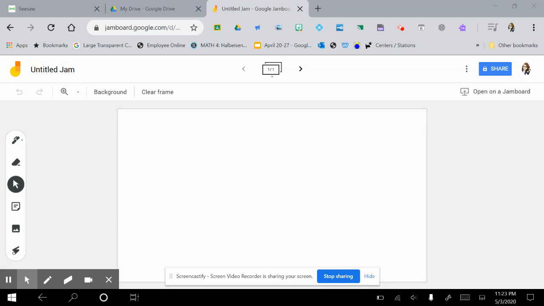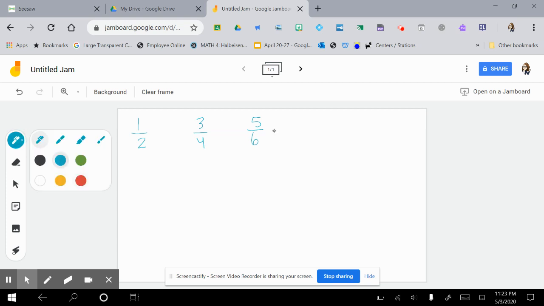Hey guys, I want to real quickly review with you how to take an improper fraction and turn it into a mixed number. So you might remember that a fraction itself is something that's less than 1. So 1/2 or 3/4 or 5/6. Those are all less than 1.